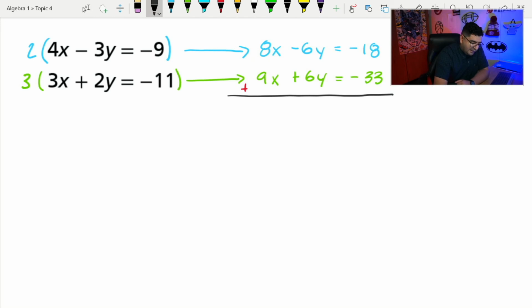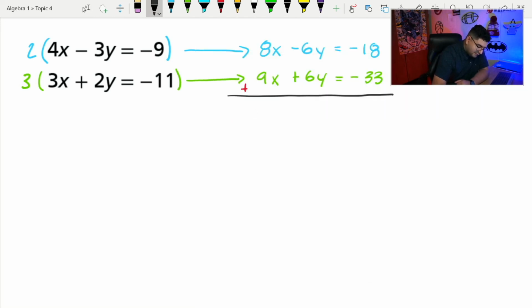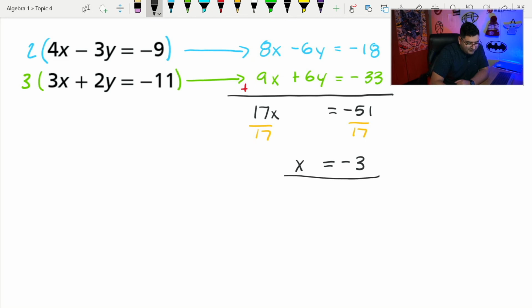9x plus 8x, we would end up getting 17x. The y's would cancel out. -18 minus 33 would equal a -51. I can then divide by 17 on both sides, and I'd find that x equals -3. So now I know what x is.